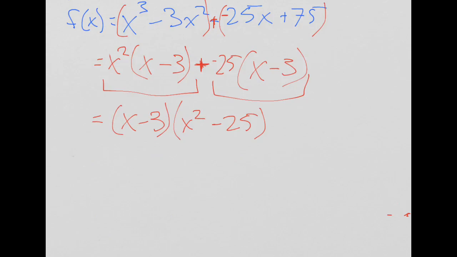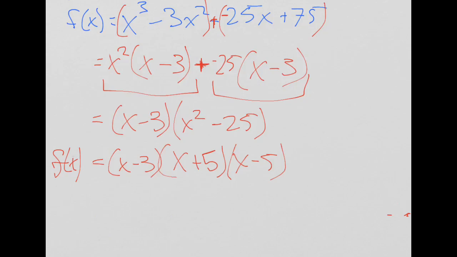And now I'm hoping you notice that x squared minus 25 is a difference of squares. So we can write that as x plus 5 times x minus 5. And now f of x is totally factored, and I can look at it and say I have solutions when x is 3, negative 5, and positive 5. And you just factored by grouping. Again, you're looking to do factoring by grouping when you see 4 terms being added or subtracted together.